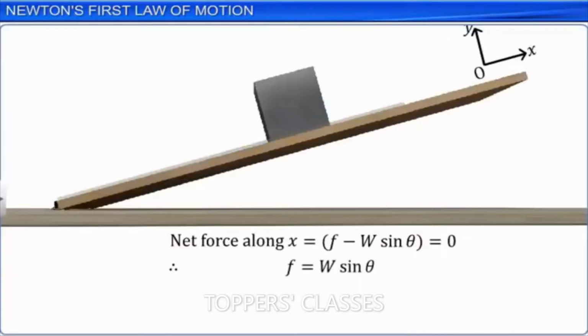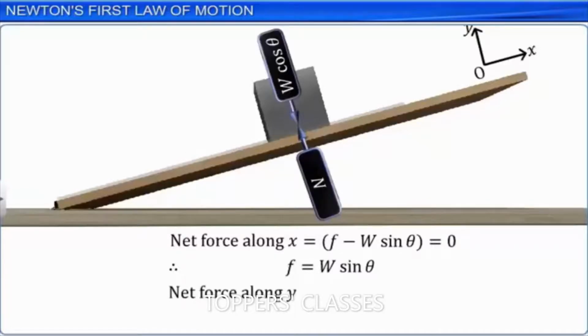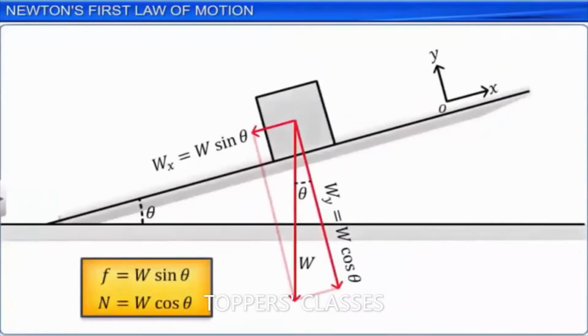The iron cube is not going into the glass sheet, which implies that the iron cube is at rest as far as the y direction is concerned. Hence, the net force in the y direction should also be 0. N is the normal reaction of the glass sheet on the iron cube. We can now write net force is equal to N minus W cos theta, which is equal to 0, or N is equal to W cos theta. We have used Newton's first law of motion to find the value of F and N, which were not known to us.